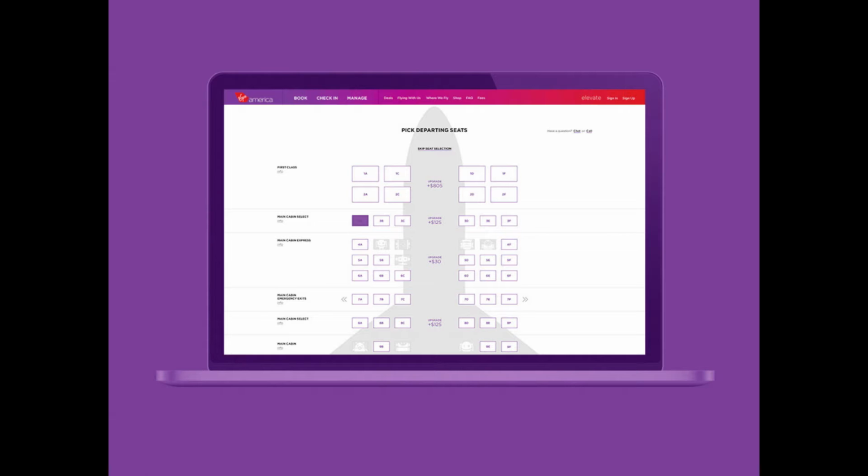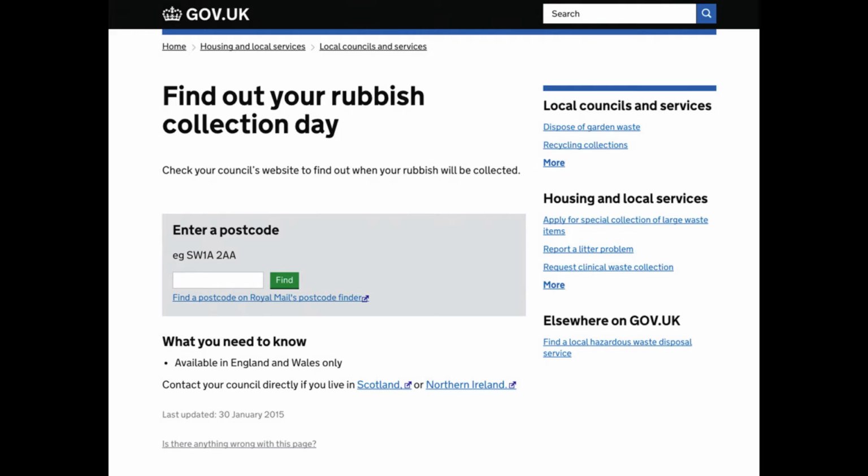Makes booking travel much more simple. A little bit cut off here, but this is one of my favorite sites. It's a government website. Government websites are supposed to suck. This one doesn't. The reason it doesn't suck, I think, is because it puts the user at the center of it. It's simple, it's user-centered, it's easy to navigate, answers that age-old question, what day do I take out my rubbish?